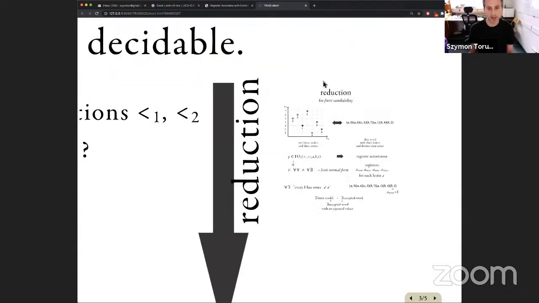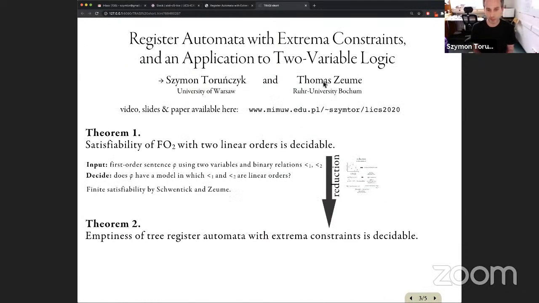And you can generalize this. This reduction is quite flexible, so you can generalize it to infinite models and also to other types of relations. Instead of two linear orders, you can have, for example, one linear order and a tree order and some other things as well. So that's all I wanted to say.